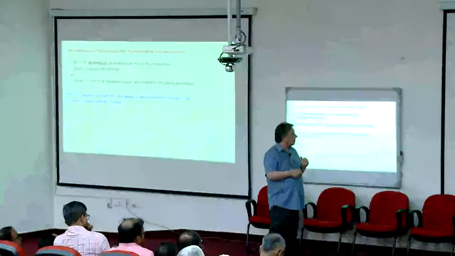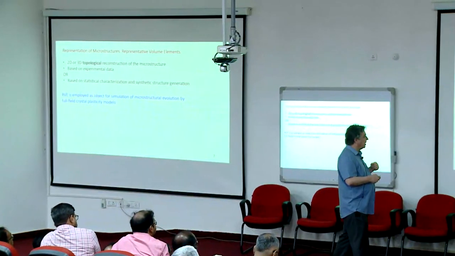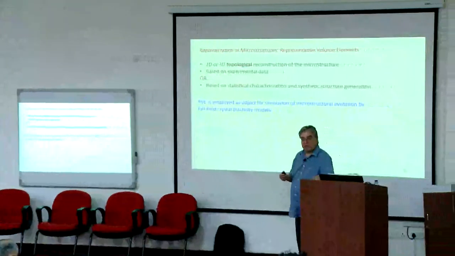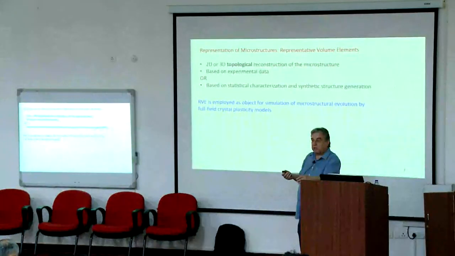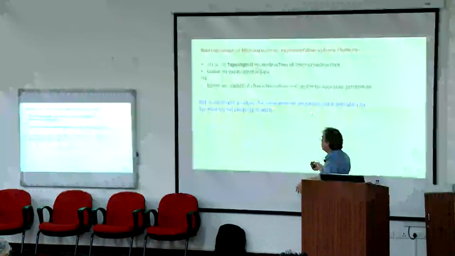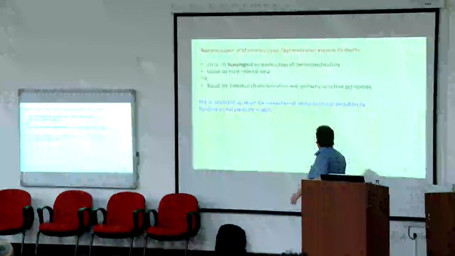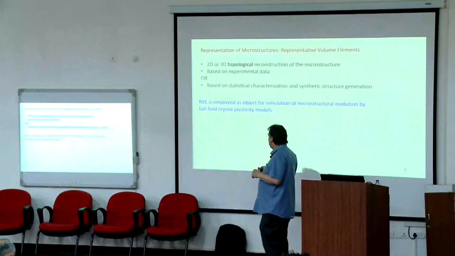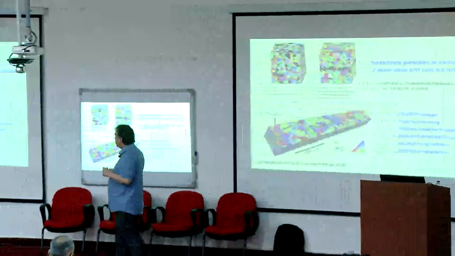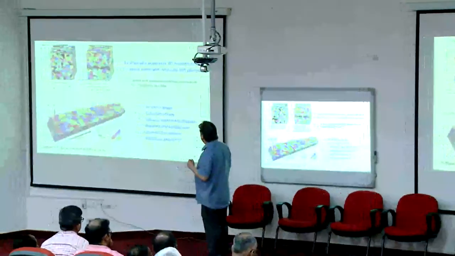That can then be considered a representative volume element. Now, once you have such a representative volume, it doesn't stop there, of course not. What you want to do is to see how such a representative volume element behaves or how it evolves. So very often, the representative volume element is employed as an object for simulation of microstructural evolution, for example, by full-field crystal plasticity models. That's used a lot nowadays. These are some examples of RVEs.